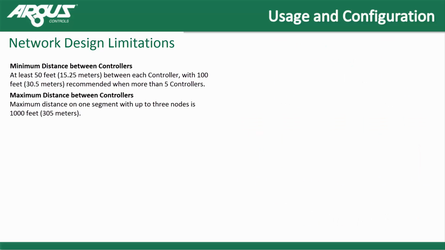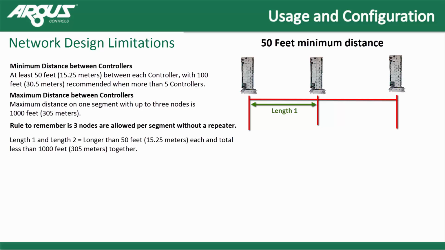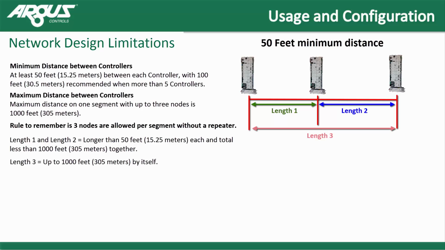Maximum distance between controllers on one segment with up to 3 nodes is 1,000 feet. The rule to remember is 3 nodes are allowed per segment without a repeater. Length 1 and length 2 are each longer than 50 feet, and in total less than 1,000 feet together. Length 3 equals up to 1,000 feet by itself. For example, length 1 is 200 feet and length 2 is 600 feet, equaling 800 feet total. Length 3 totals 800 feet.